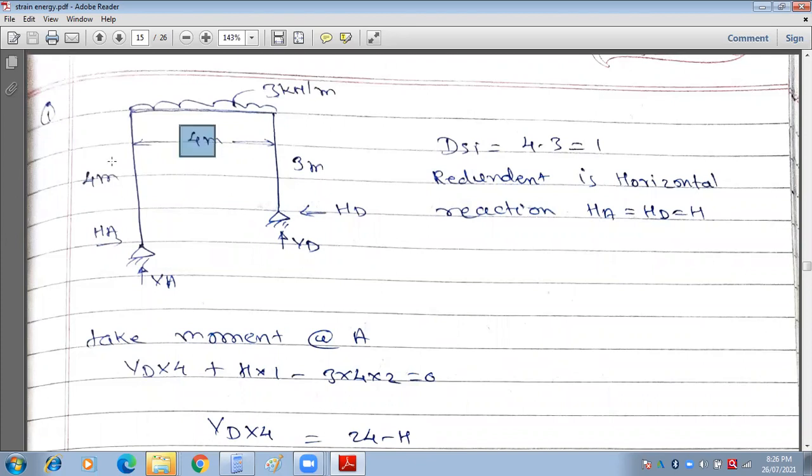The span is 4 meter. The height of this column is 4 meter. This column is 3 meter. Here is a hinge support. Here is also a hinge support.